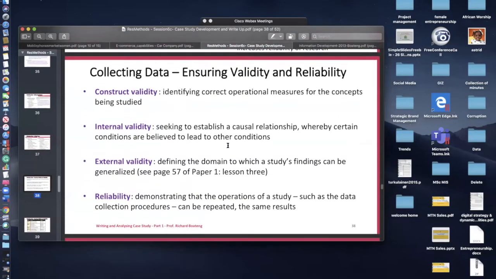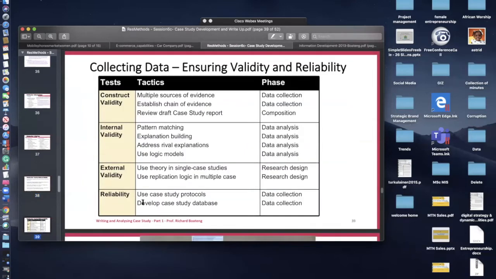Then you also have the possibility of reliability. Reliability demonstrates that the operations of the study, such as data collection, can be repeated and the same results will be obtained. Now, to be able to do this, you need to use your case study protocol. What did you say you would do in the beginning? Who are the people you said you're going to interview? And as you are doing, you modify.